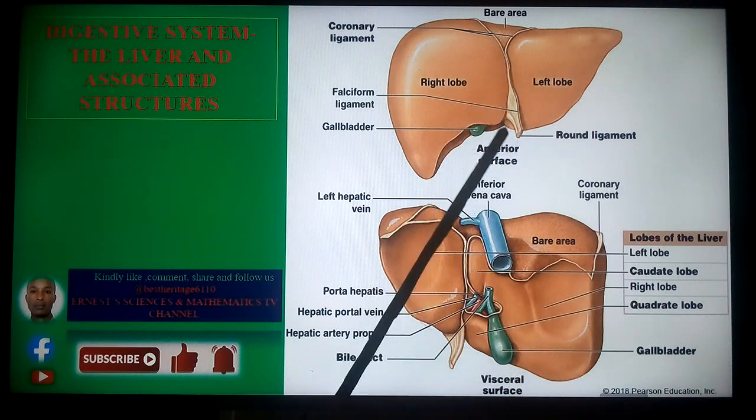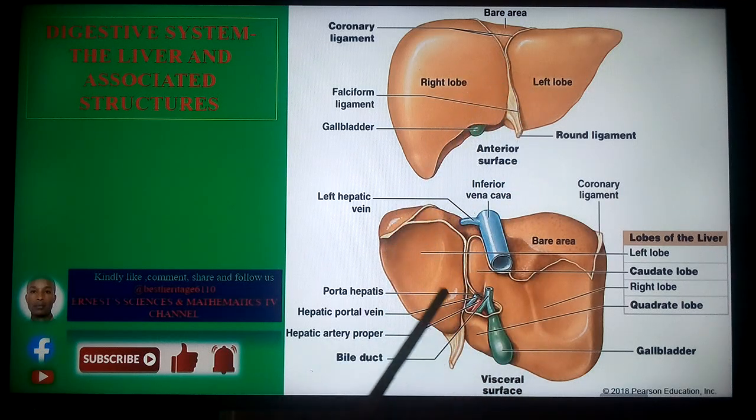So this is the anterior surface of the liver, and we're going to see that the visceral surface is going to expose for us some of the lobes of the liver that we're going to see being given in that specific order. Apart from the left and right, we have what we refer to as a caudate lobe, and the quadrate lobe in that specific case.